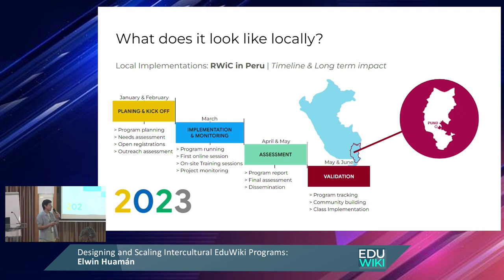And then in March, we ran this implementation and we realized that these problems were affecting our program. So we switched into hybrid mode, where we basically did the in-person training with few teachers, but then we also leveled up to online mode. And so we ran the first online session, the on-site training, and we did some project monitoring to see whether the program can somehow be really moved to an online course.